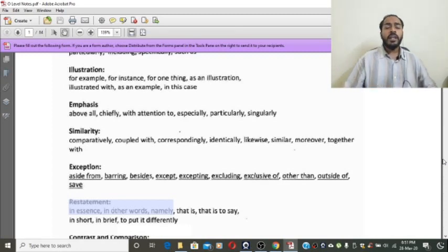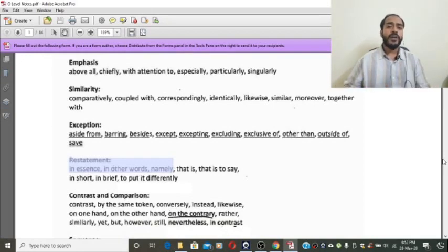It's a lunch break. Now, you want to have a conversation. So what you would be doing is that you would shorten that story down. The 3-hour story, you would give a summary of it, or you would be restating the movie in such a way that you have briefed it or you have shortened it. So let's go ahead: in essence, in other words, namely, that is to say, in short, in brief, to put it differently.